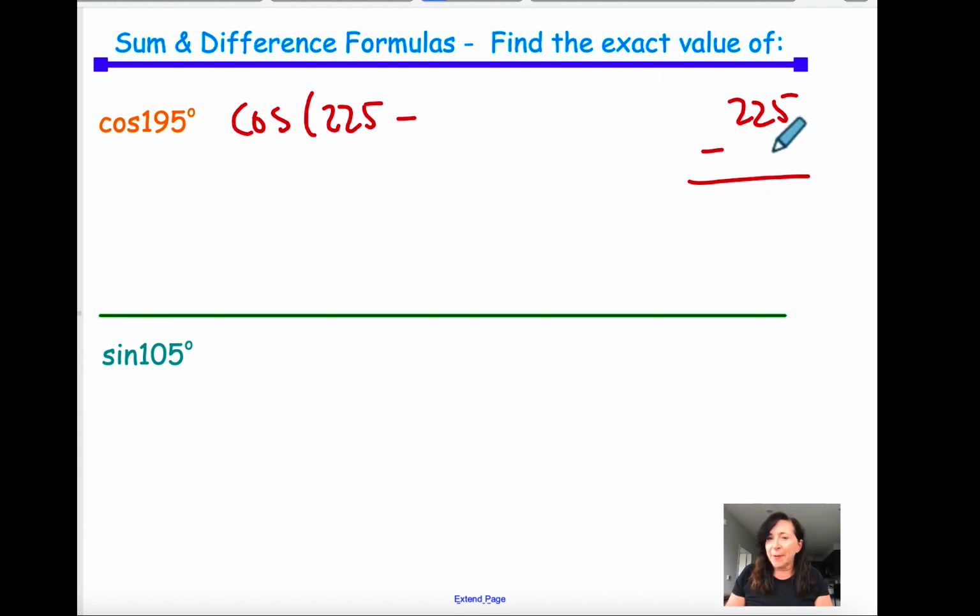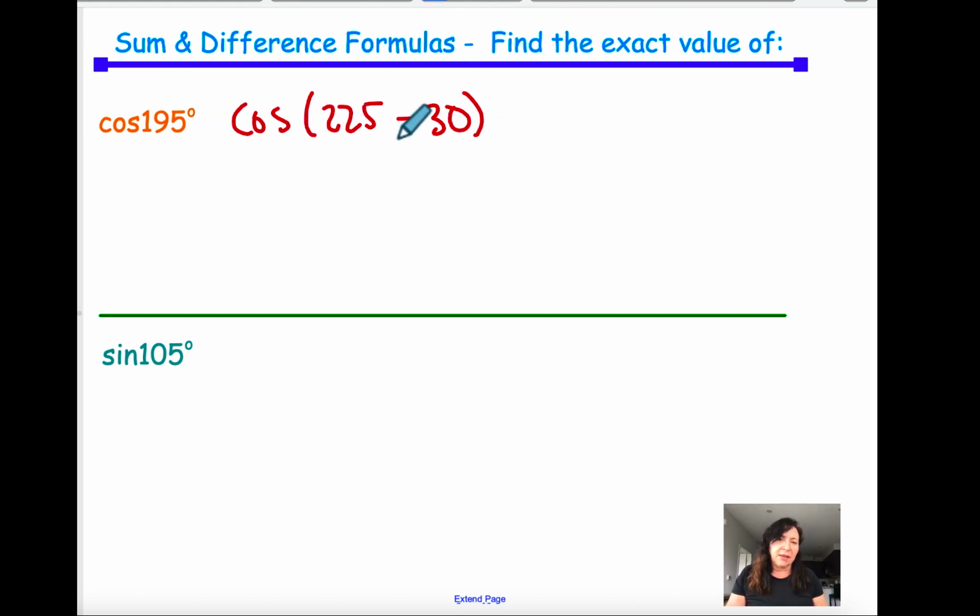Let me see, right? That's going to be a 9, 195. Okay, so 225 minus 30. And so that's how you figure it out. You just kind of guess and check what's going to make 195 degrees. And there are so many different options.